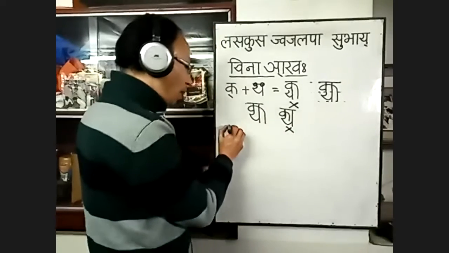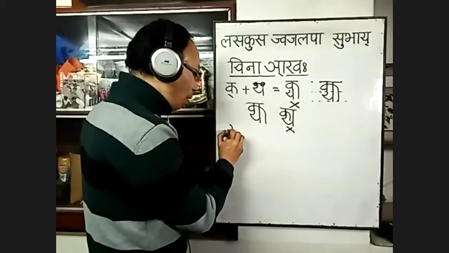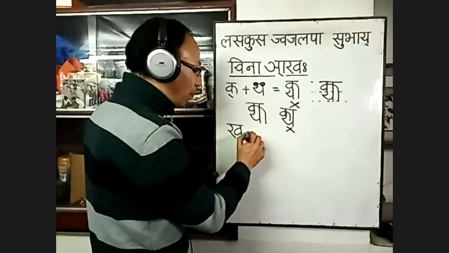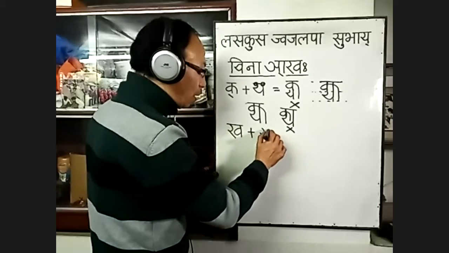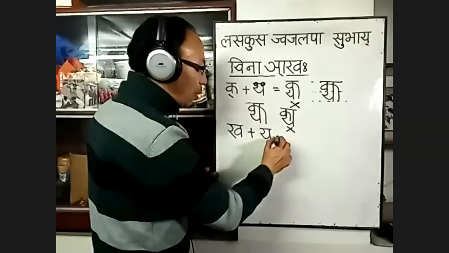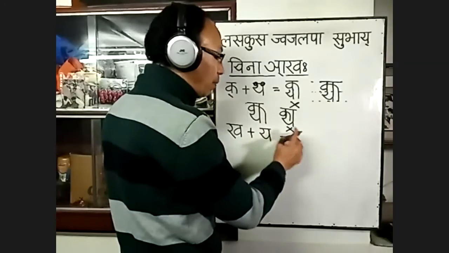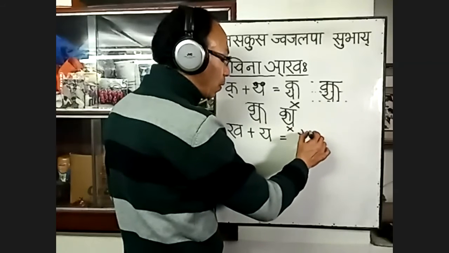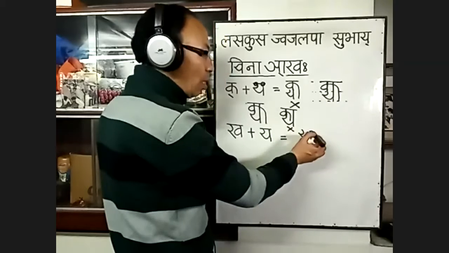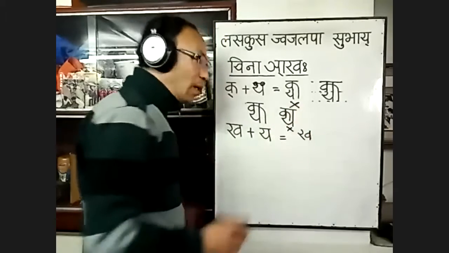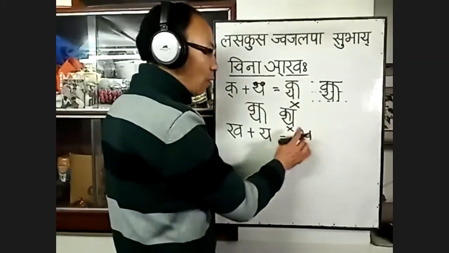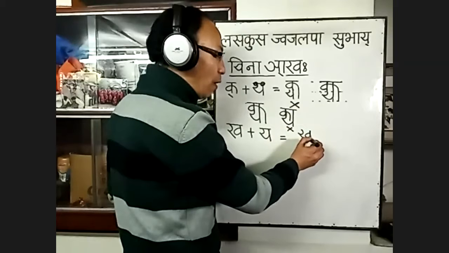Now, similarly, if I write kha plus ya, this also follows the same rule. That means first you write kha. Kha is a complete letter you will be writing, because kha doesn't have la or any other thing that needs to be written afterwards. So first you need to write kha completely. And the mutupa of kha lies here.